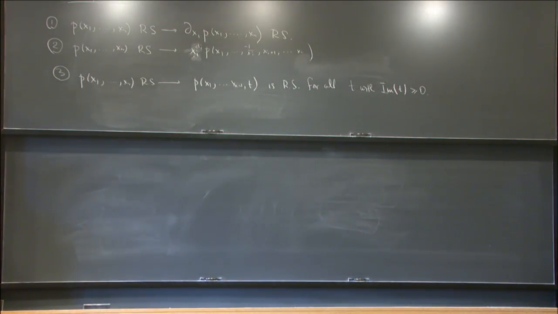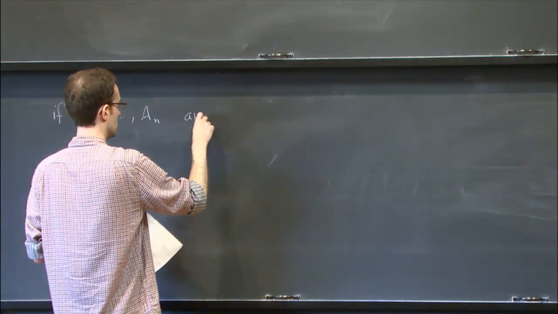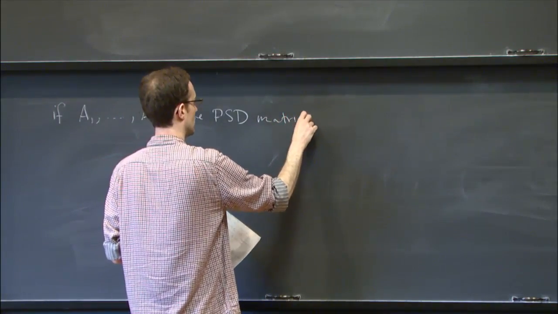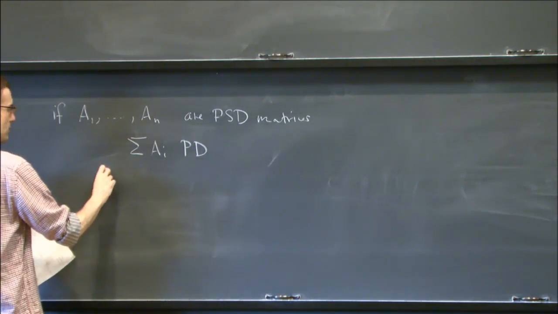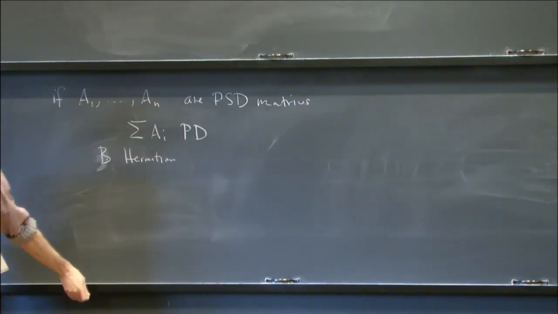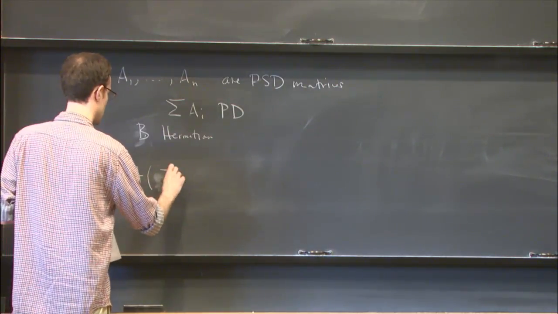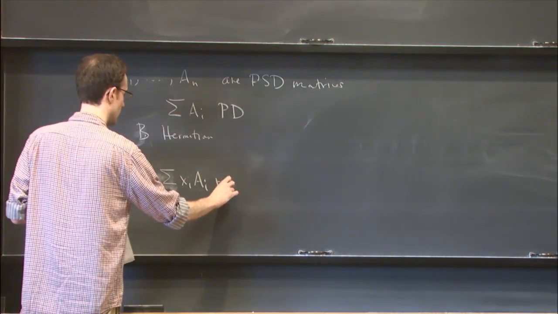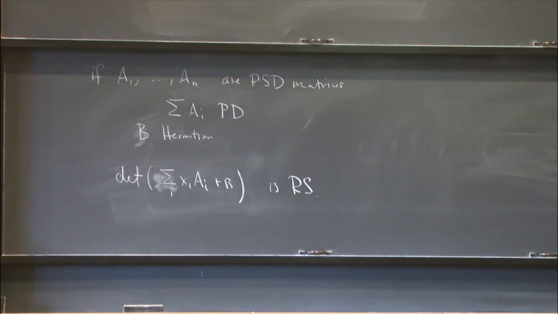And that is that if A1 through An are positive semi-definite matrices, with the sum over the Ai positive definite, and B is some Hermitian, symmetric matrix, then the determinant of the sum over i of x_i A_i plus B is a real stable polynomial. So this matrix pencil here.